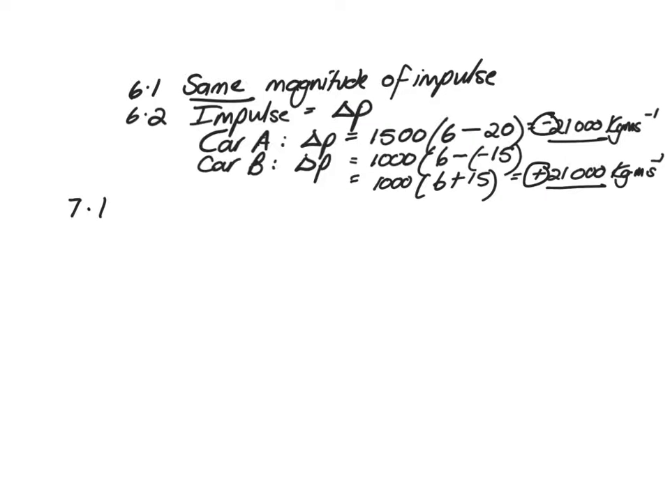7.1 asks, which driver is likely to experience the greater force during the collision? Right, we know that, and again we've got to use relevant physics principles and equations and calculations. We know that F net equals mass times a change in velocity over change in time. Now, if two cars are colliding, the time over which the collision occurs is obviously the same for both of them. And we are also being told that these drivers have the same mass.